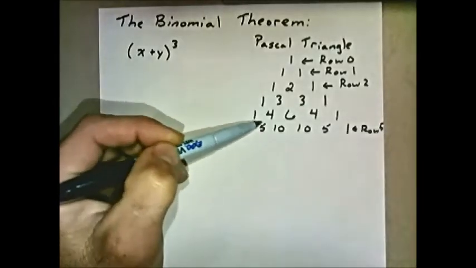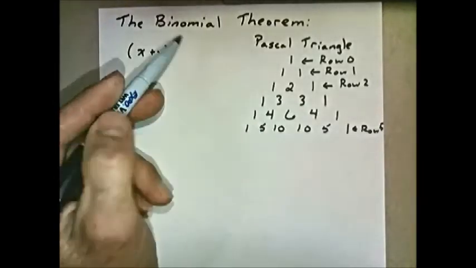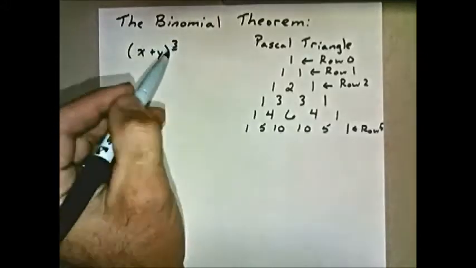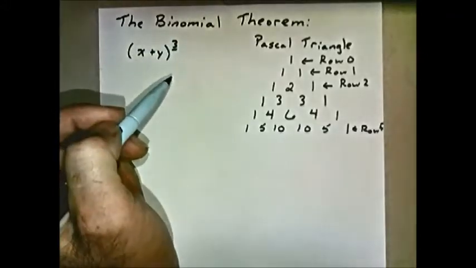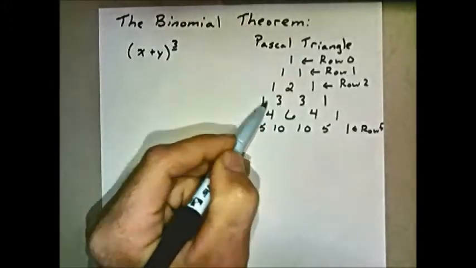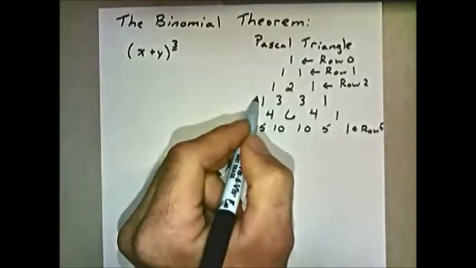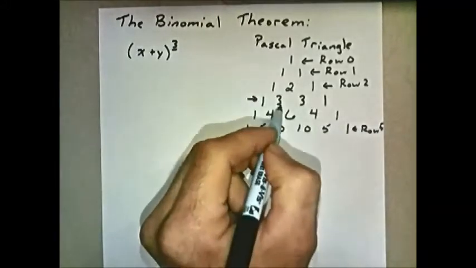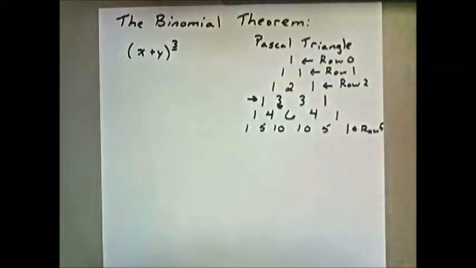We name this row 5 because if you look at our exponent, that's going to tell us what row we're going to look at. Notice we have an exponent of 3, so we're going to come to the third row, which is nicely named with that 3 in the second place.